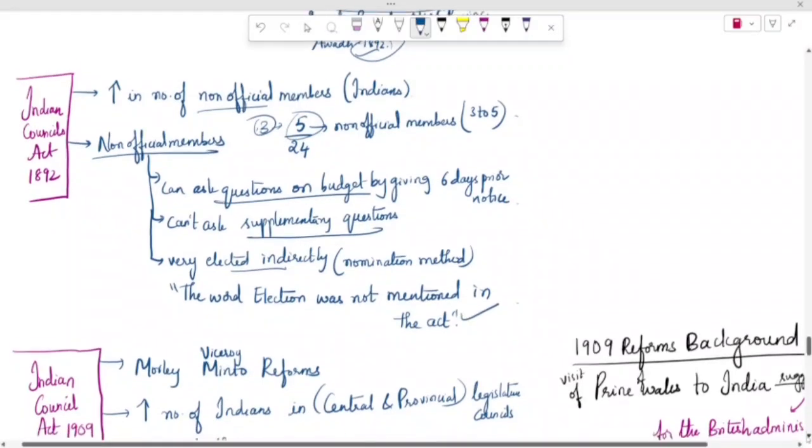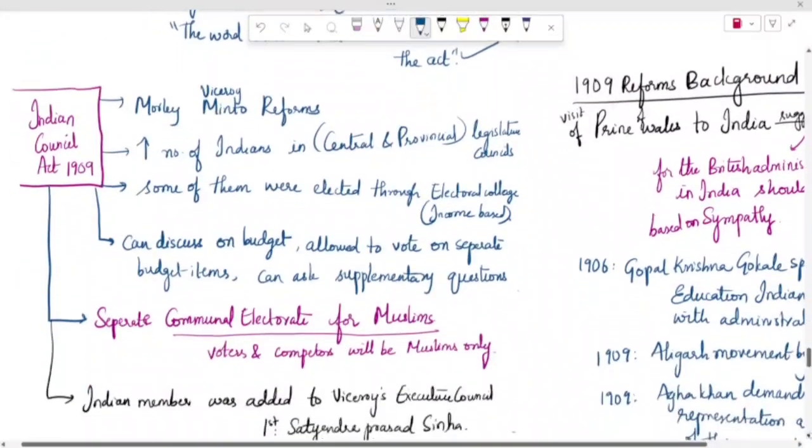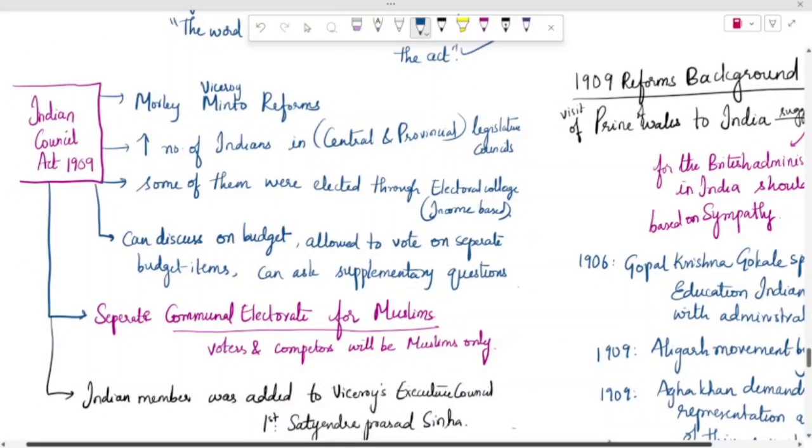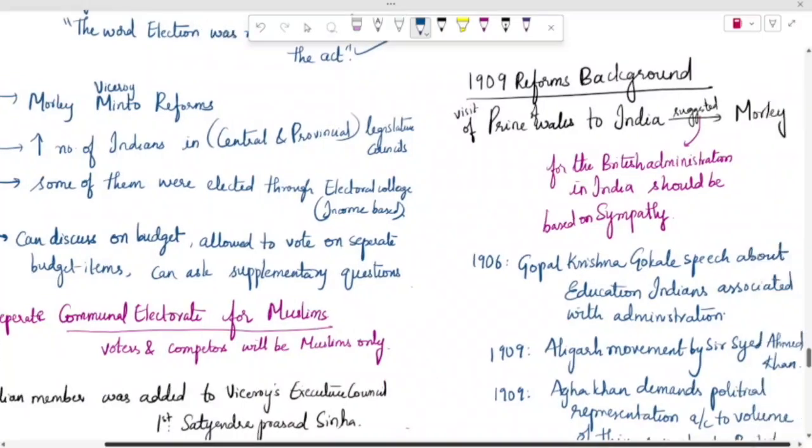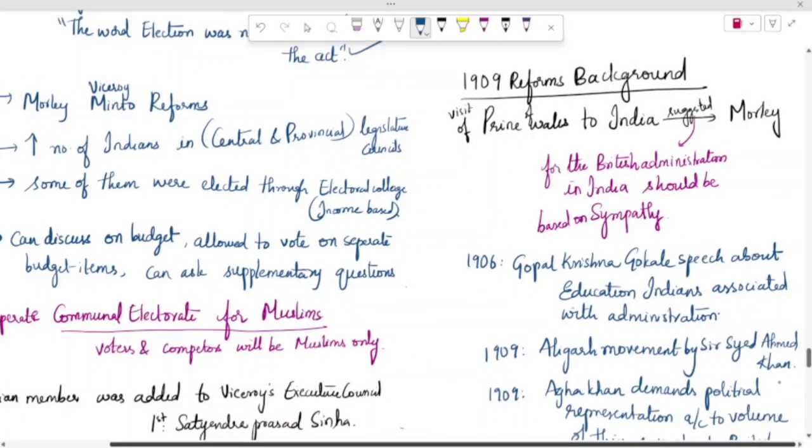The next act will be the Indian Council Act of 1909. Fine. We'll just look at the background, because this is important, and they might ask questions from the background on which the 1909 Act was built. So in 1906, Gopal Krishna Gokhale gave a speech about educated Indians being associated with administration. He said that we are educated now, there are many educated Indians who are moderates, you should involve them in the administration of our country. Why are you not involving them? It was the speech given by Gopal Krishna Gokhale.